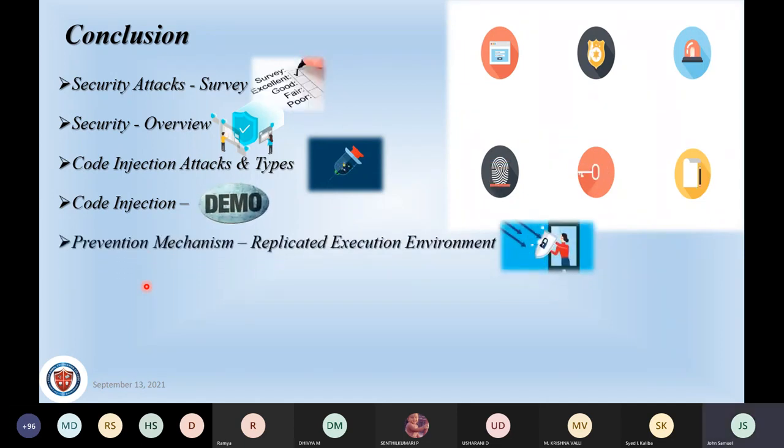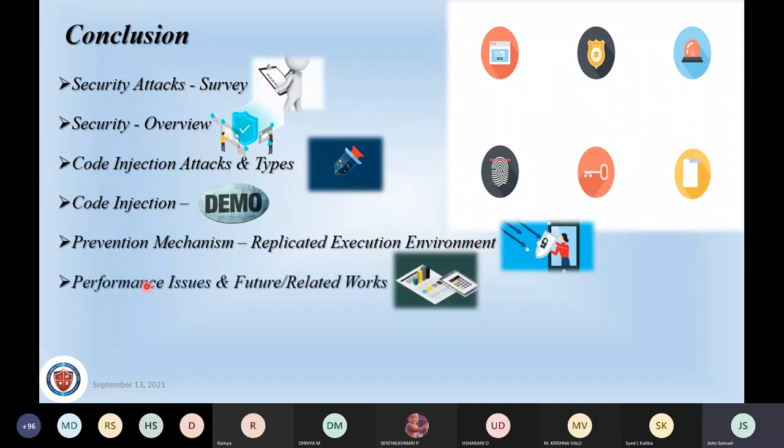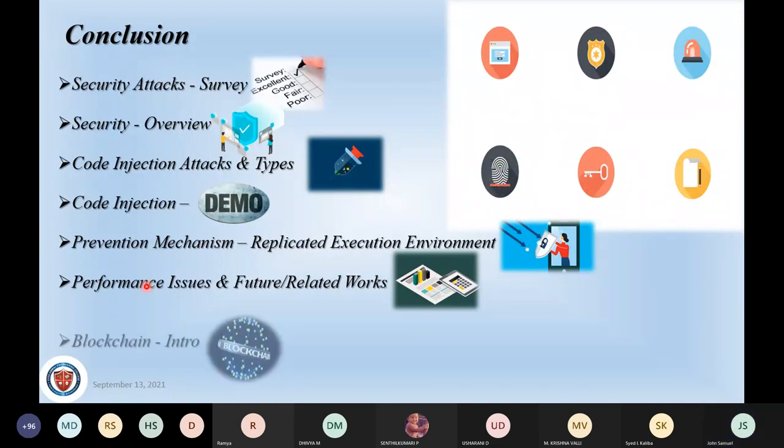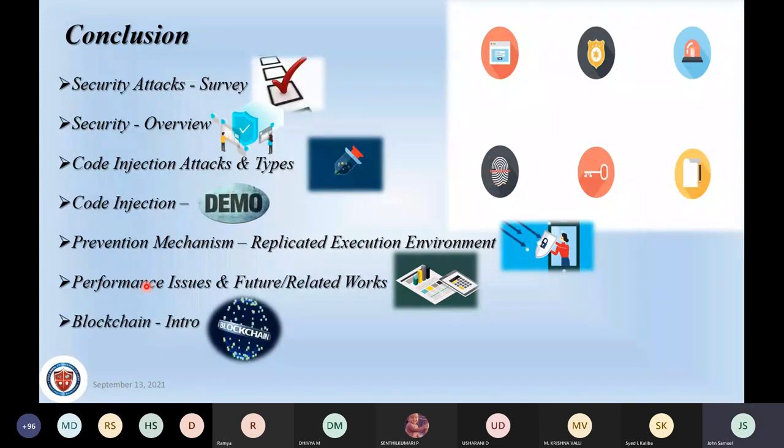I also introduced the prevention mechanism. And finally, I have shown some performance issues and some future research work that we can carry out for code injection attacks. I couldn't complete the blockchain intro completely, but I think I have given some idea, or added something to your knowledge. Up to this, I want to conclude my presentation.